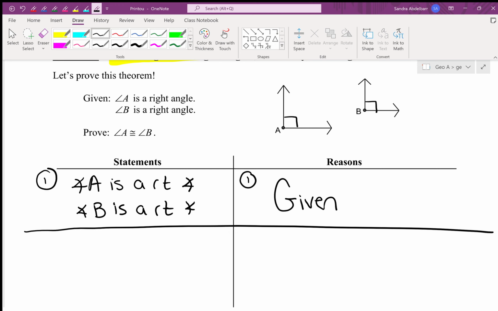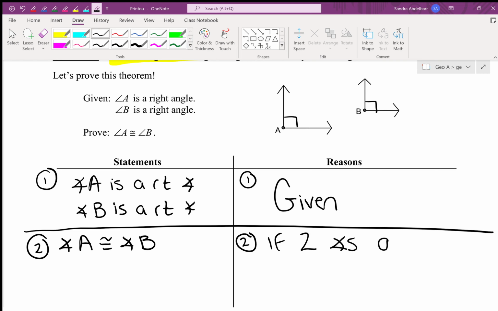So now I could go on and say angle A is congruent to angle B, and the reason is going to be our theorem: if two angles are right angles, then they are congruent. Now look how I'm shortcutting things. I'm using a lot of symbols. If I use symbols, you are allowed to use symbols. Whatever I do, you are allowed to do.